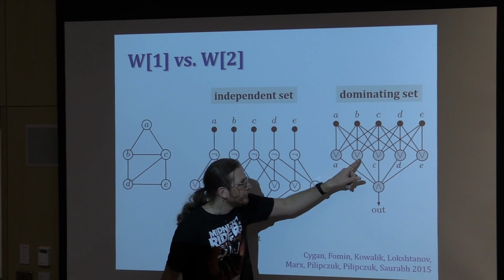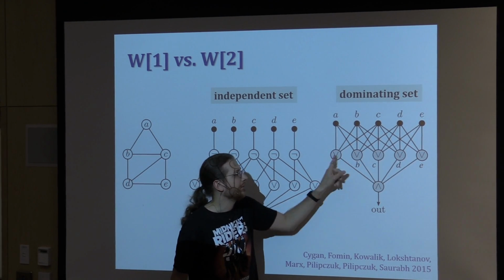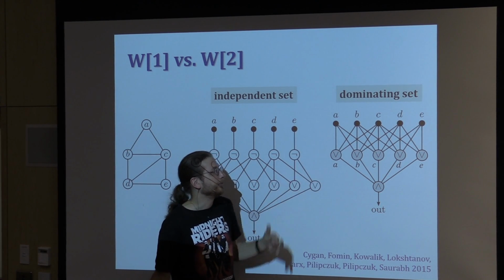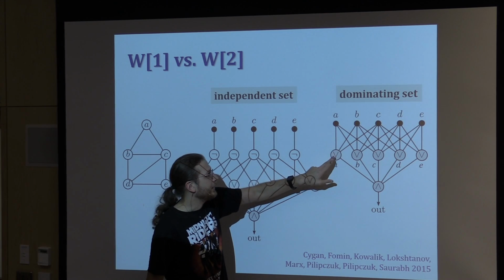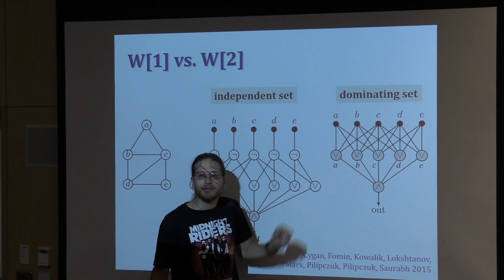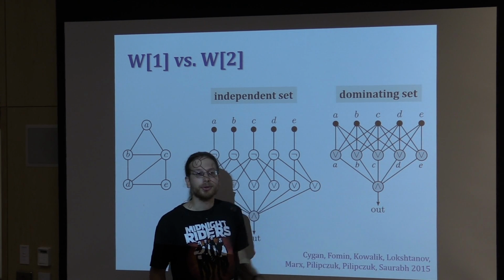And A should be dominated, B should be dominated, C should be dominated. So it's an AND of all those things. But if we don't have bounded degree, which we can't because this problem is easy for bounded degree, then we have 2 levels of big gates. So this problem is in W2.